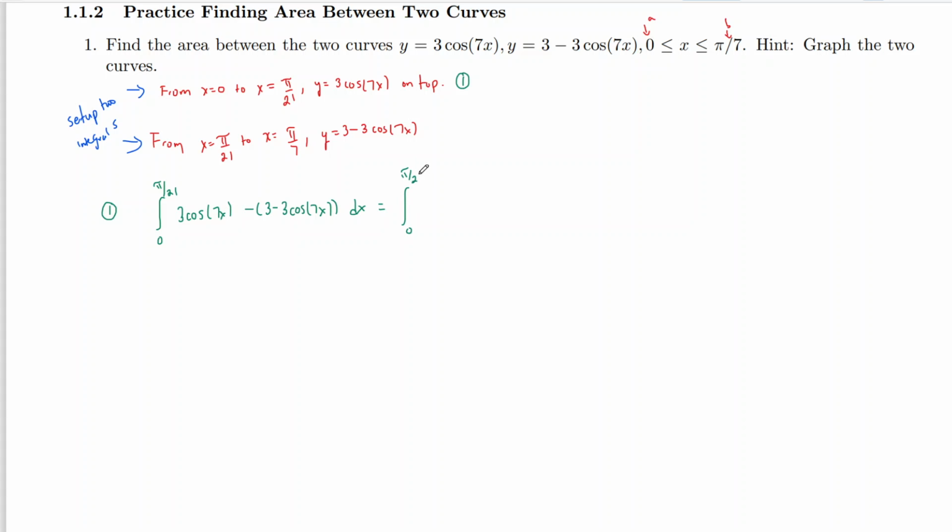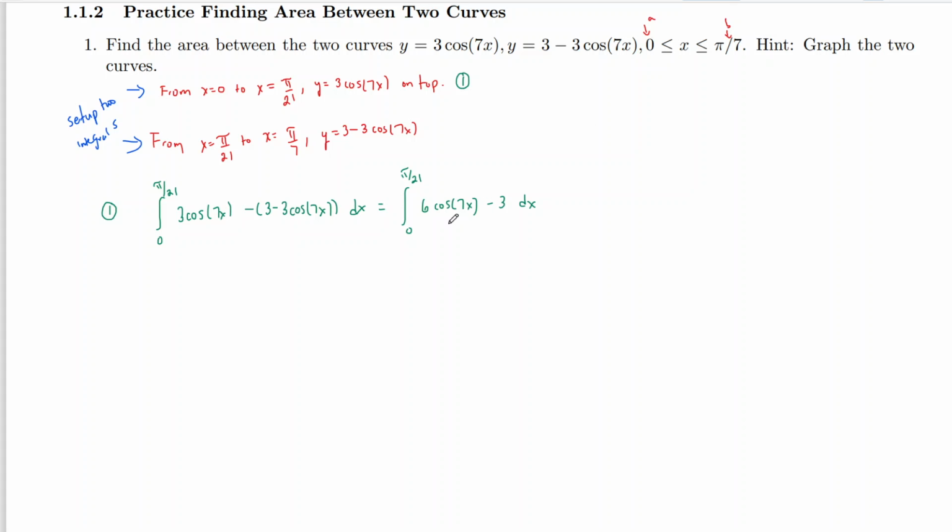All right, and now simplify the inside. You can distribute the minus sign through here. The minus 3 cosine 7x gives us a plus 3. That means there's 6 of them because there's 3 cosine 7x and then 3 more. And then we have minus 3. And now what do we want to do here? Well, it's up to you.